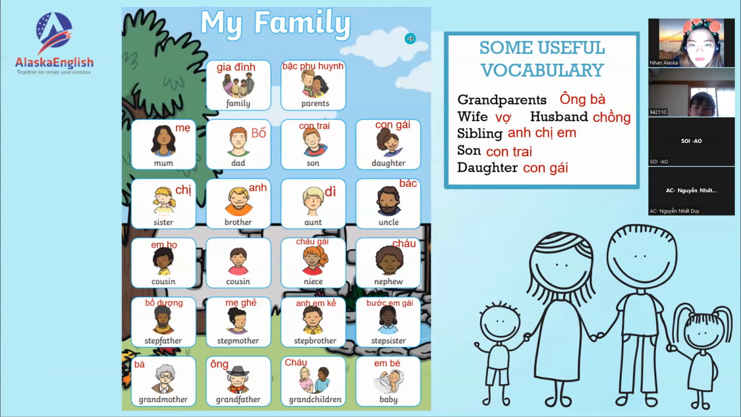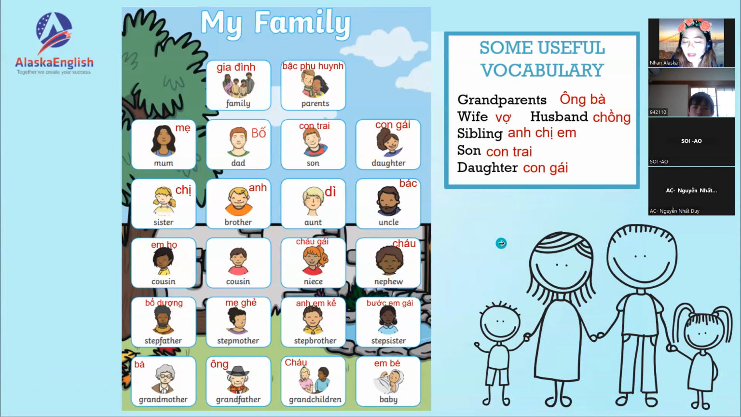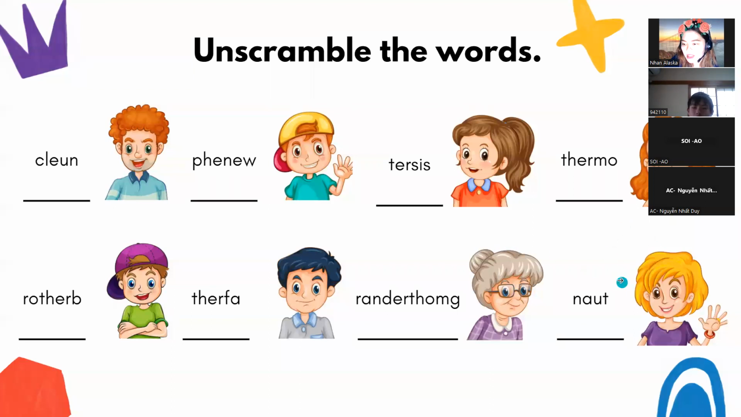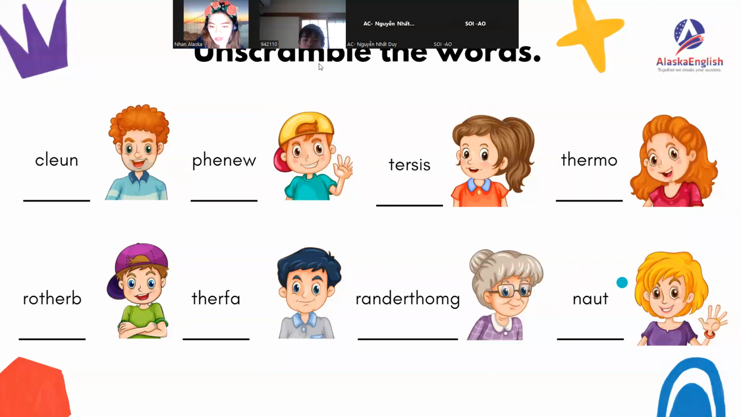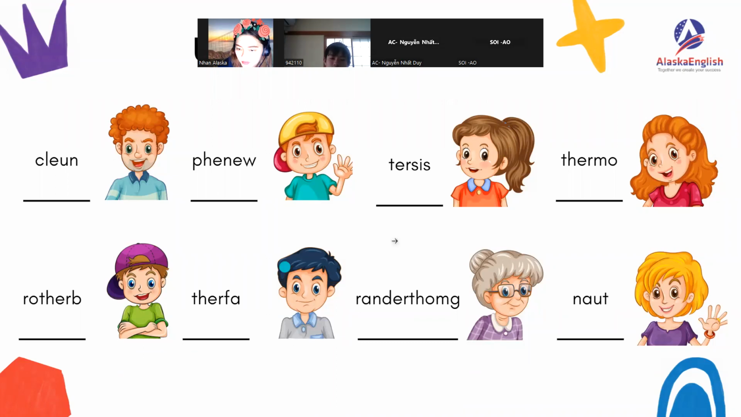All right. So upon knowing all this vocabulary, how about you help me and unscramble the words? Who is he? Can you unscramble the words? He is uncle or chú. All right. Okay. How do you spell uncle? Can you spell uncle?